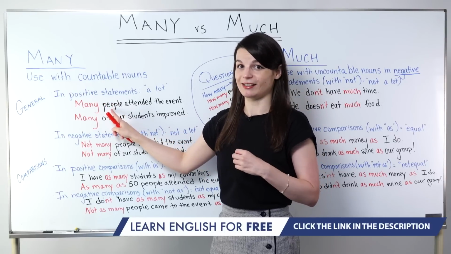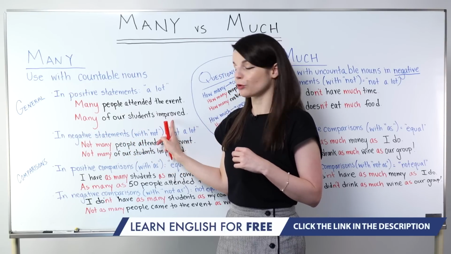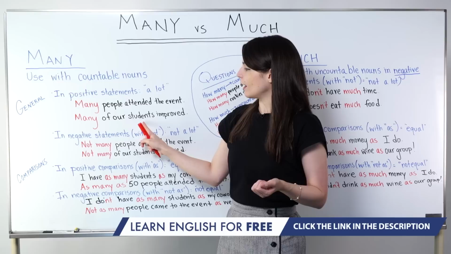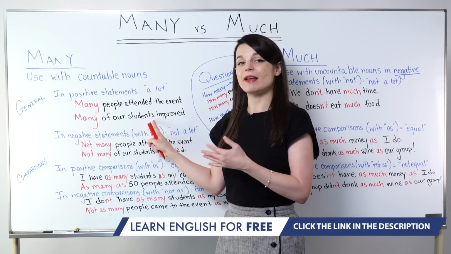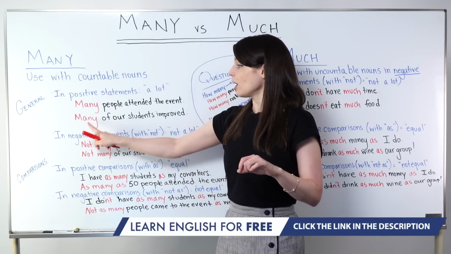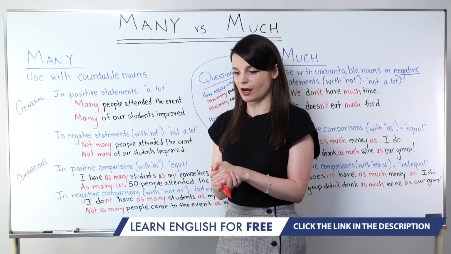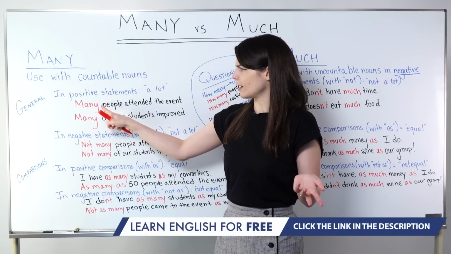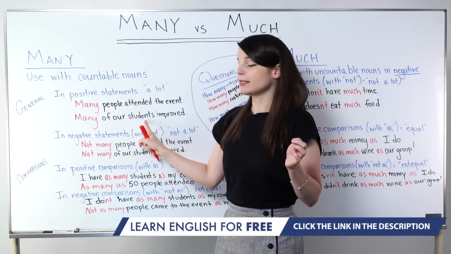Many people attended. The next example sentence, many of our students improved. Many of our students improved. So here, my countable noun is student, and I've used the plural form students. Many of our students improved. So another way to understand this sentence is a lot of our students improved. So one question many learners have is why does this sentence say of our? Why does this sentence not use of, many of people? So in this case, many of our students improved.